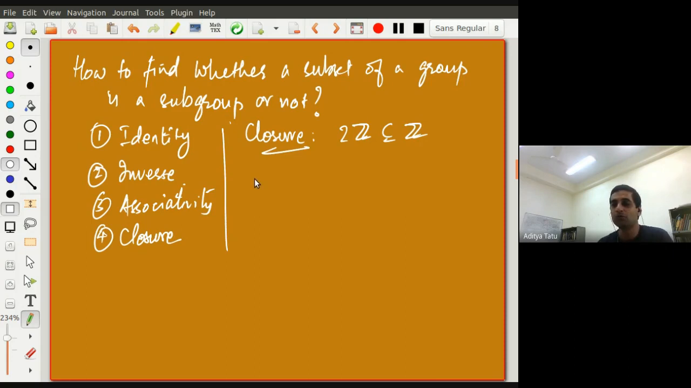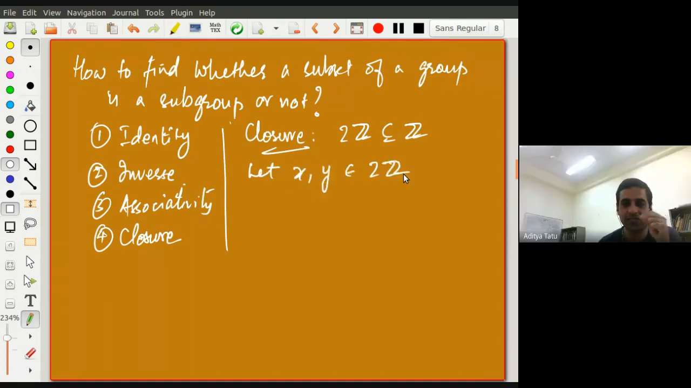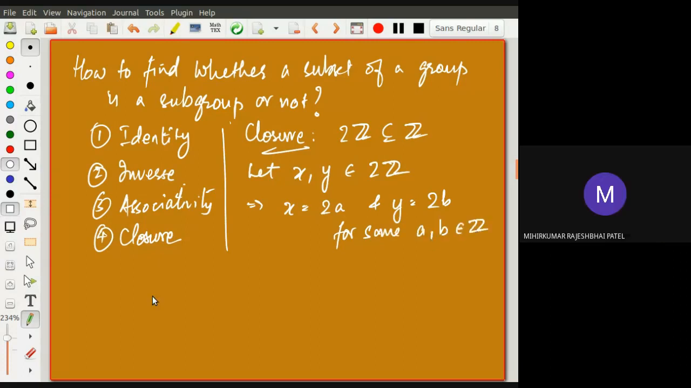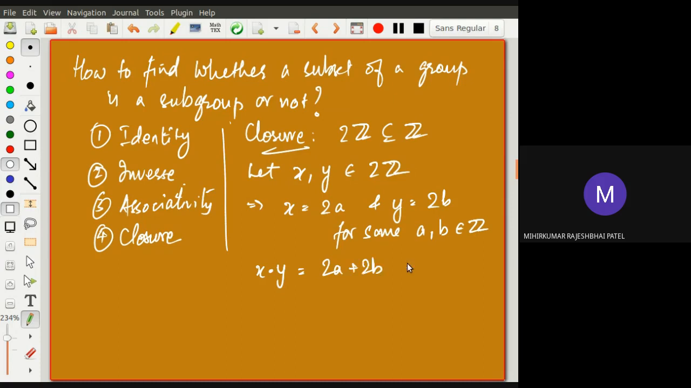I know it sounds very irritating to have to prove that, and it sounds very obvious, but if it is so obvious, then you should also be able to write it properly, right? Let's say x and y are two elements in this set 2Z. That implies x will be of the form 2a and y will be 2b for some integers a and b. Then x plus y would be 2a plus 2b, and then 2 times (a plus b). Hence it is even.